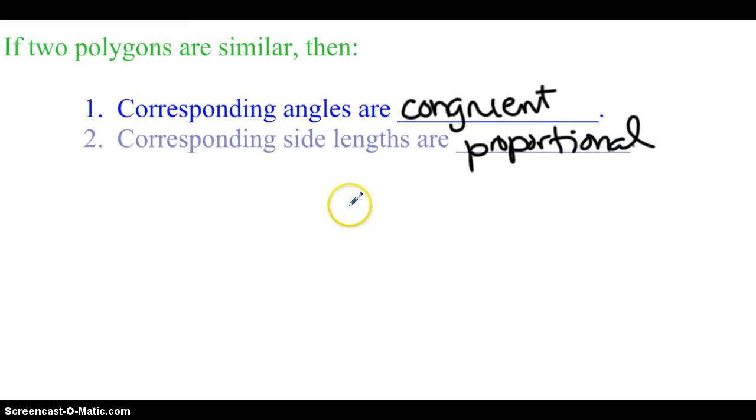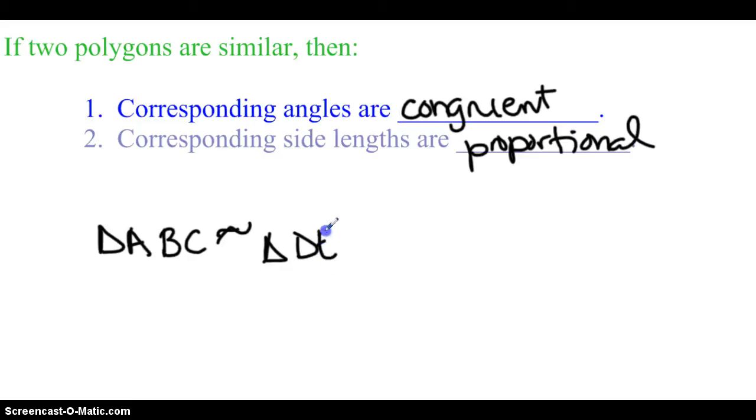And just to go over a couple of other things, remember there's something called the similarity statement, which would be something like, I'm just using triangles for example, triangle ABC is similar to triangle DEF, let's say. And if this is a similarity statement, then we know that angle A is congruent to angle D, angle B is congruent to angle E, and angle C is congruent to angle F.